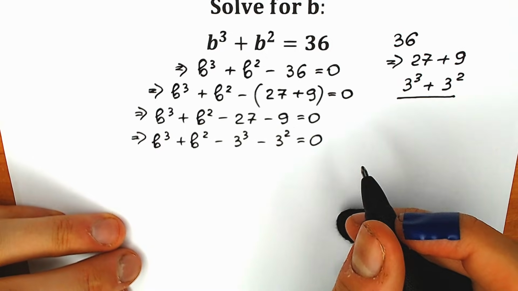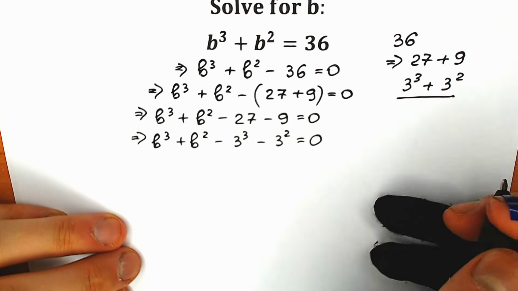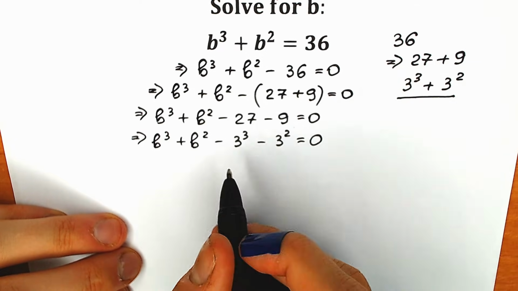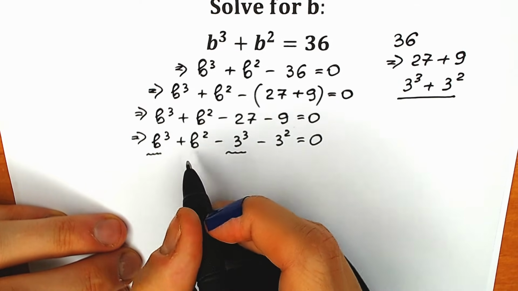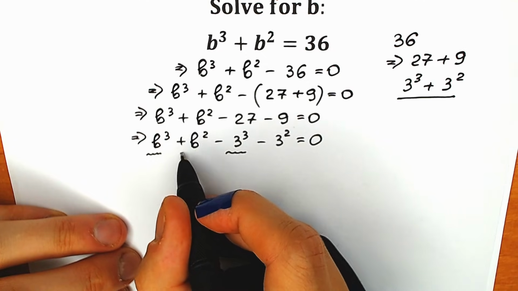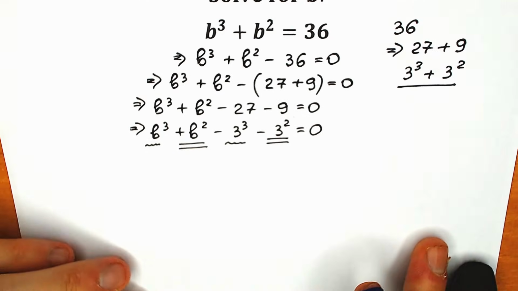What we're going to do next, as I said before, it's also really great to have a cube and a square, and a lot of students might be asking why. Right now, let's group this 3 cubed with this b cubed. Let's do this, and let's group this b squared with this 3 squared. Okay, and what do we have as a result?